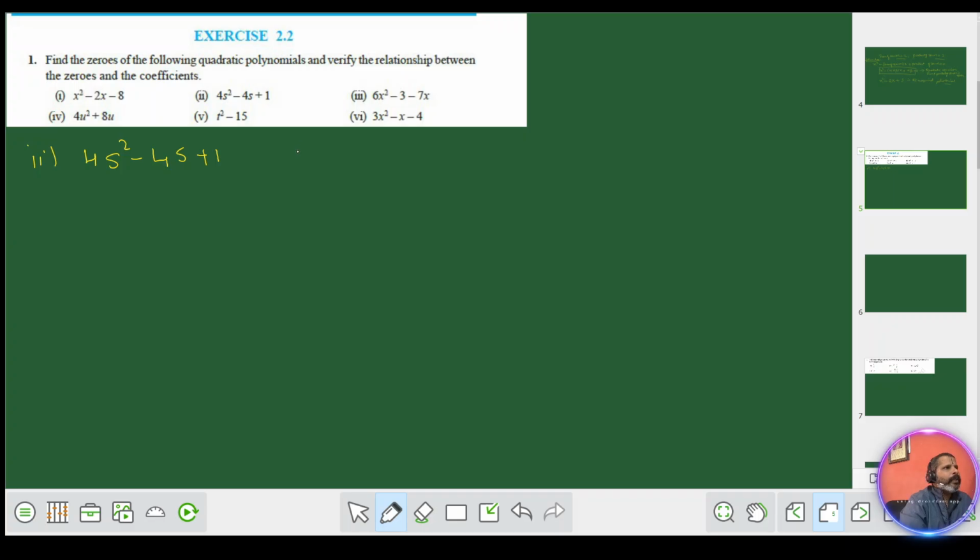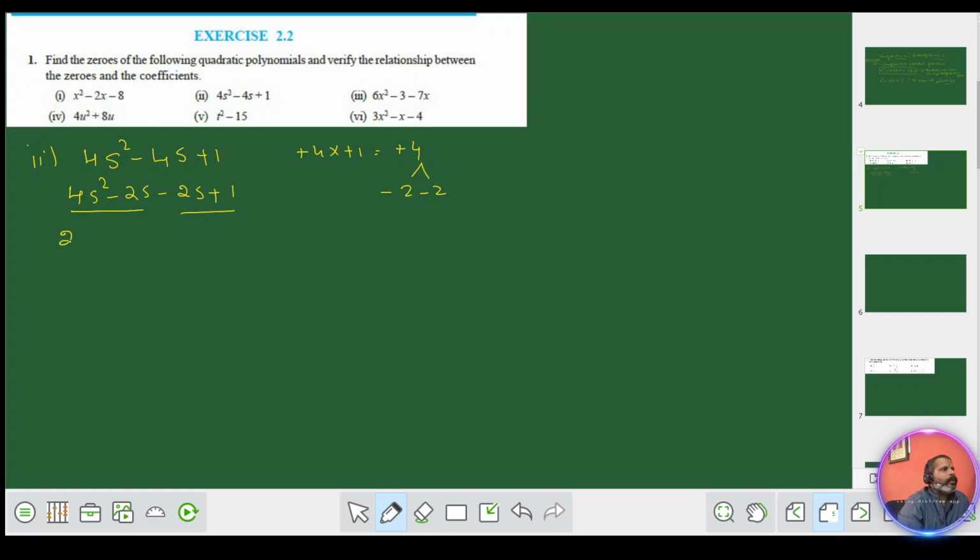Here, first into third will give you plus 4 into plus 1, that is plus 4. 2 2s are 4, minus 2 will give you minus 4 on addition, product plus 4. So split it: 4s square minus 2s minus 2s plus 1.